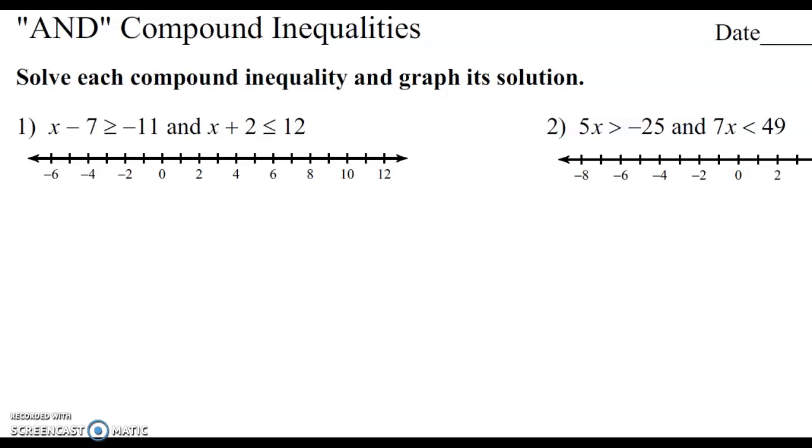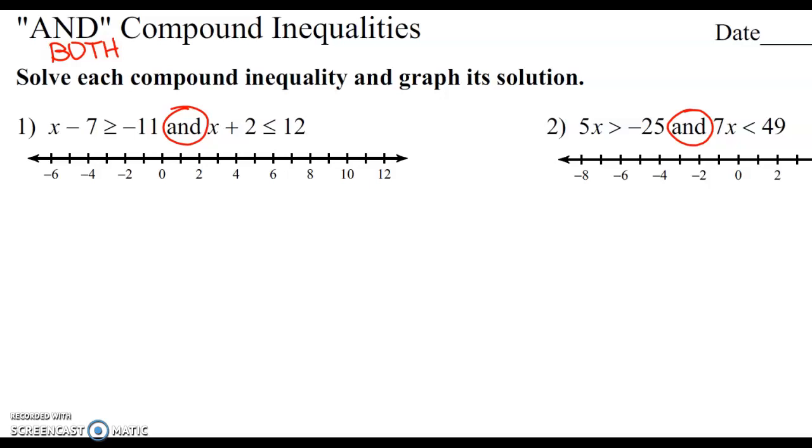I'm going to be doing these on the smartboard today, so you might need to turn your volume up a little bit to catch my voice because I'm going to be a little further away. So and means both. You can get an and inequality two ways. Sometimes you're going to see the word and, like on these first two, but most of the time you're not, like in the other 4 problems that we'll look at.